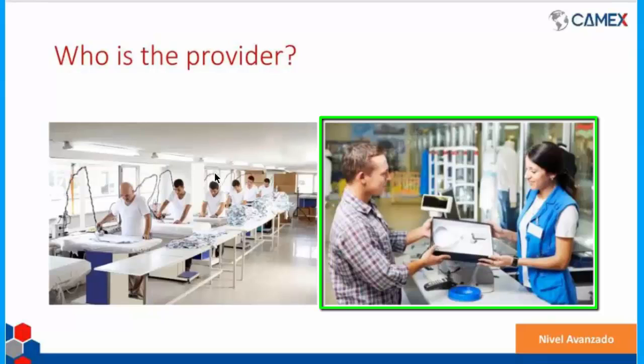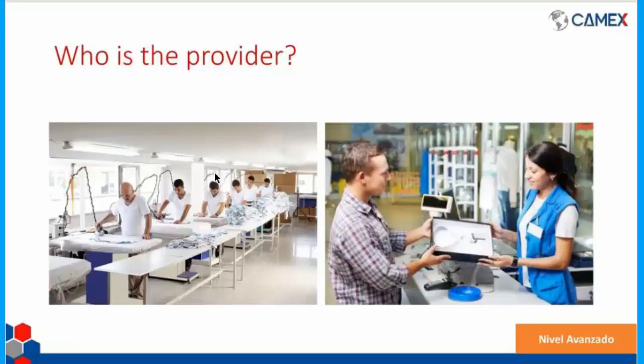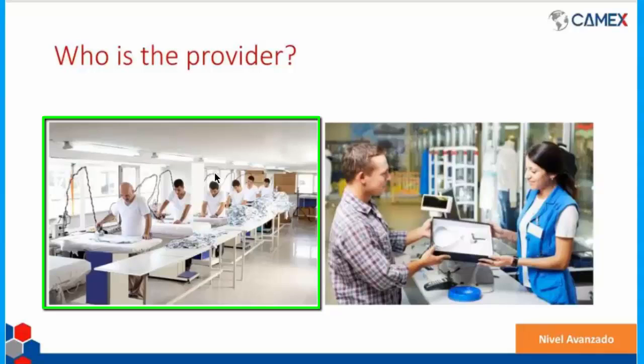And same pictures, same photos. Who is the provider? Who is the provider? Yeah, of course. Very good, Freddy. The picture at the left, the photo at the left, shows the provider, okay? Because probably they are producing the shirt that is going to be sold in a store, okay? And they are going to sell to the store.